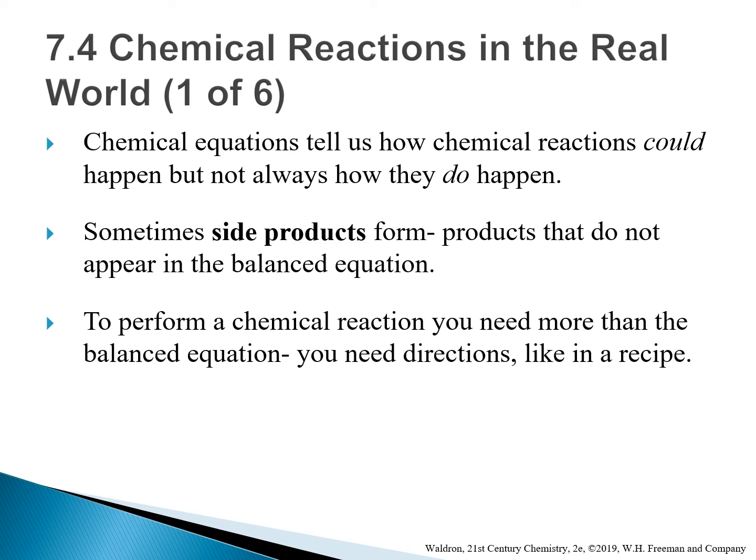Chemical equations tell us how a chemical reaction could happen, but not always how it does happen. Sometimes side products or byproducts form. These products do not appear in the balanced chemical equation. To perform a chemical reaction, you need more than just the balanced equation. You also want to know the detailed directions, like in a recipe.